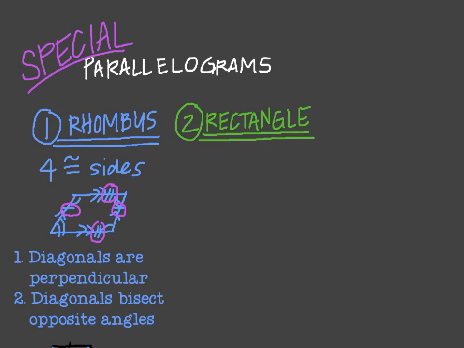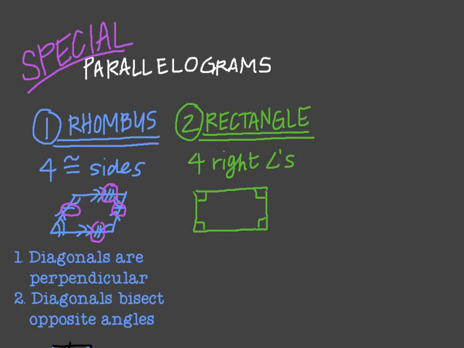So another special parallelogram is a rectangle, and what separates a rectangle from other parallelograms is that it has four right angles, or four 90-degree angles. So four right angles. So a parallelogram can be a rectangle, but not necessarily every parallelogram is a rectangle. So it's got four right angles, just like any other parallelogram. It's got opposite sides parallel, opposite sides congruent. The diagonals bisect each other.